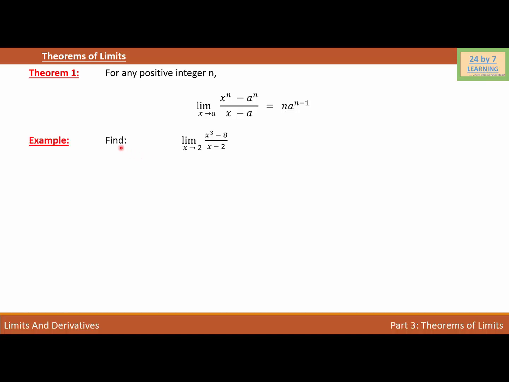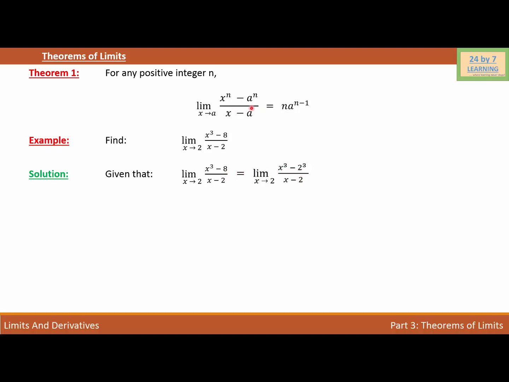So the example is: find limit x tends to 2, (x cubed minus 8) over (x minus 2). So what I'm going to do is consider this limit and convert it into this form. As you can see, it is given that limit x tends to 2, x cubed minus 8 over x minus 2, and I'm going to rewrite that so that it fits in this form. So I will write limit x tends to 2, (x cubed minus 2 cubed) over (x minus 2), because 8 is basically 2 cubed, and that's what I have done over here.